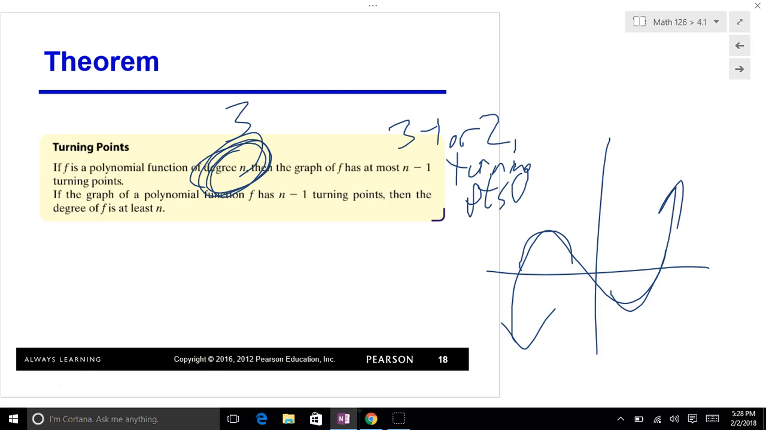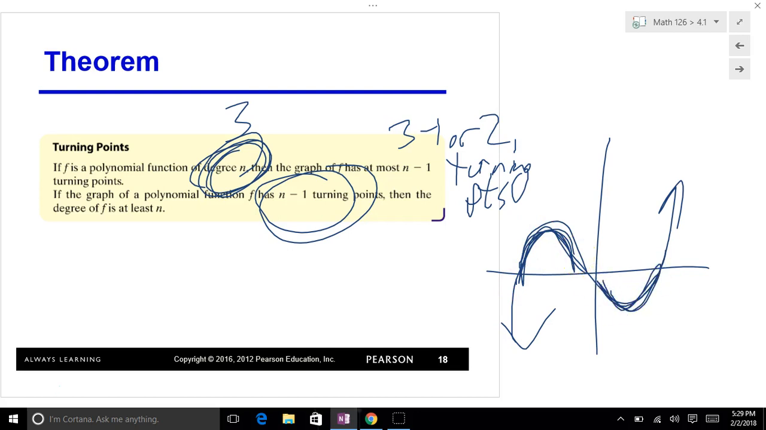And then you can go the other way around. If you count the turning points, however many turning points you have, then the degree is at least 1 more than that, right? So let's go back to this third degree. Okay, I got 2 turning points, 1, 2 turning points, right?